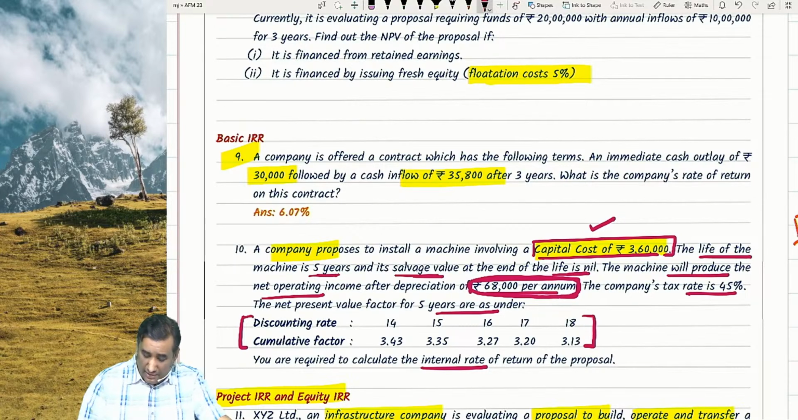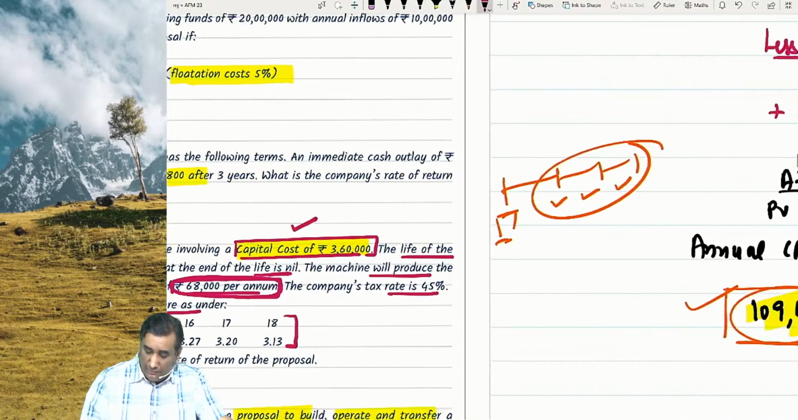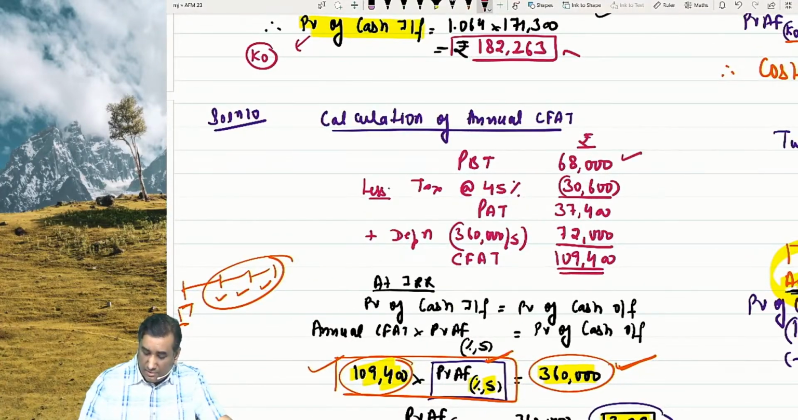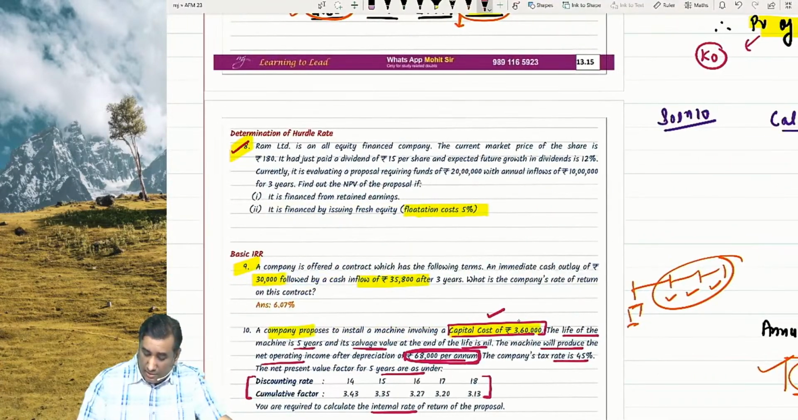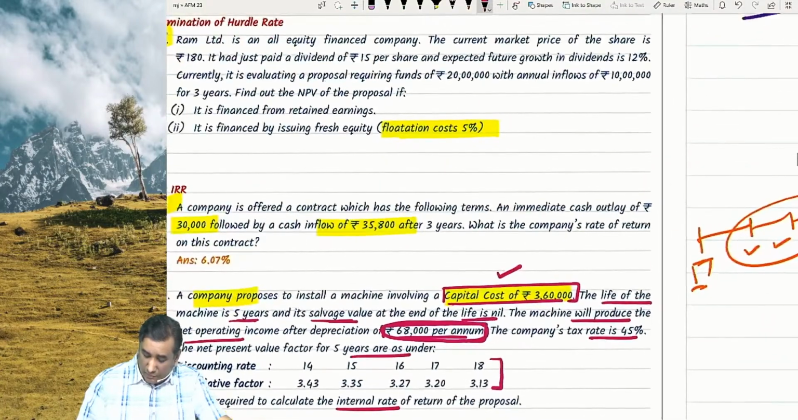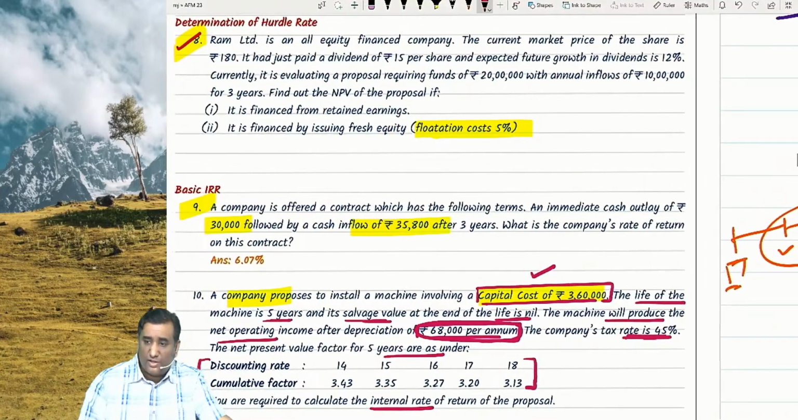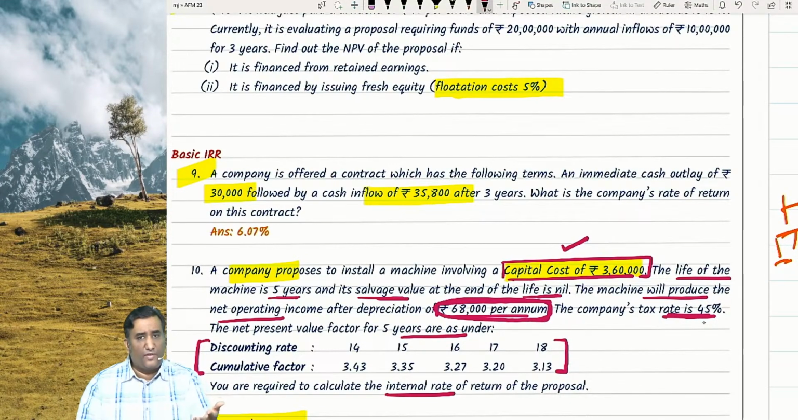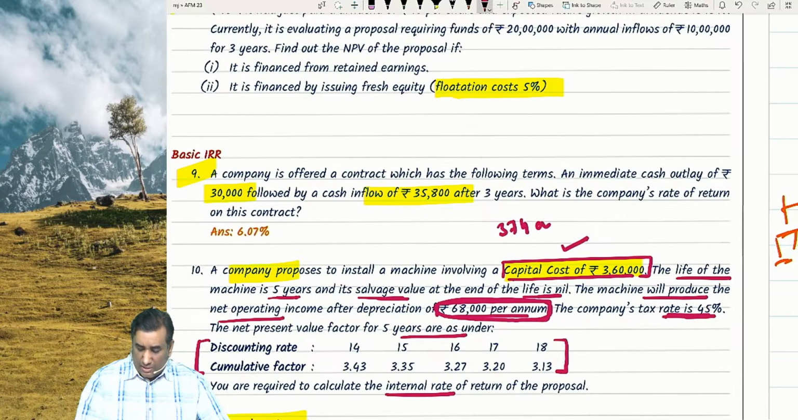It's operating income after depreciation. So I have 68,000 PBT. Subtract from here the tax, which is 45%. When we subtract, 68 minus 45%, you do 55% directly. So you get 37,400.